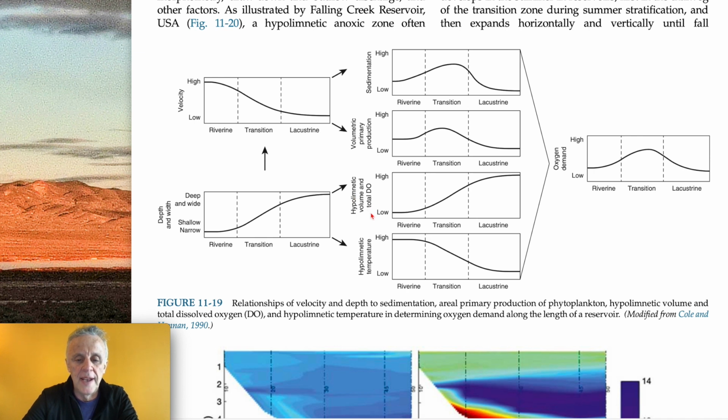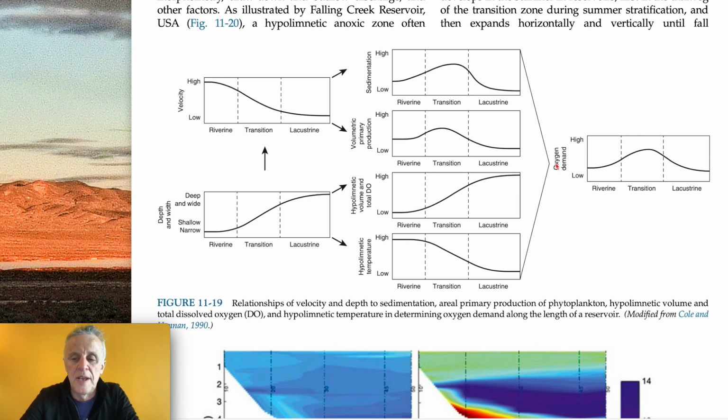Hypolimnetic volume and total dissolved oxygen. So the total dissolved oxygen is low in the riverine environment, and then there's the transition zone, and it gets higher in the lacustrine zone. And then hypolimnetic temperature. So these are both for the hypolimnion, the bottom of the lake. The temperature is high in the riverine environment, whereas it's low in the lacustrine environment.